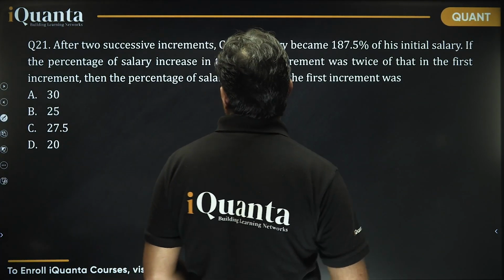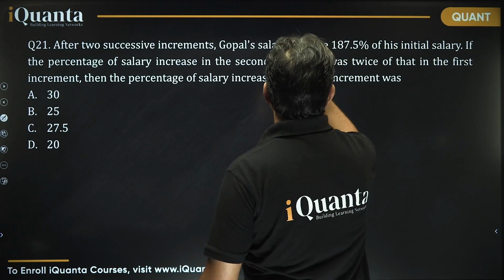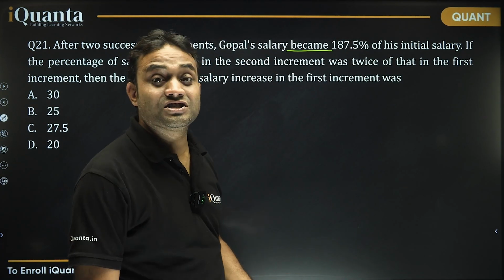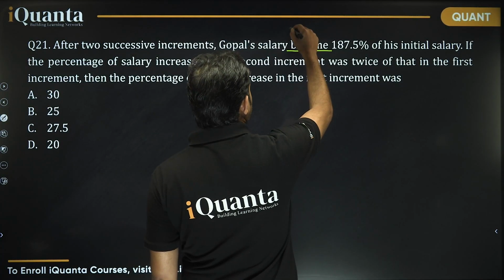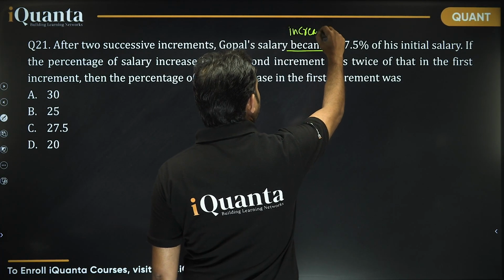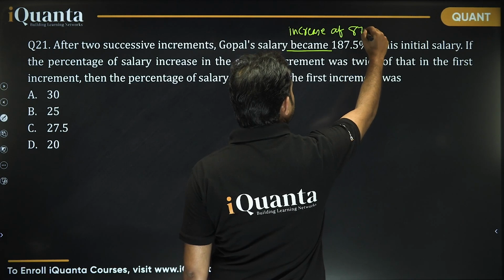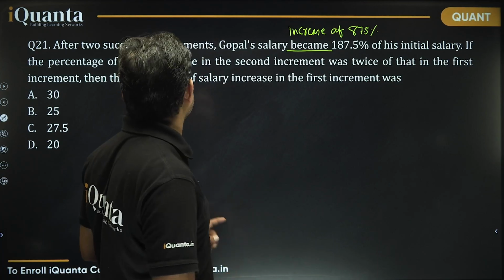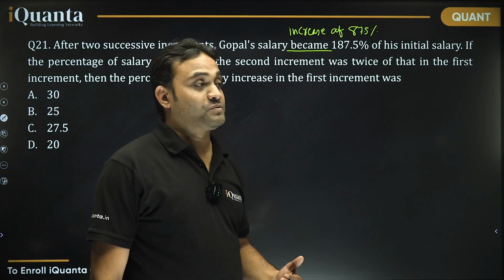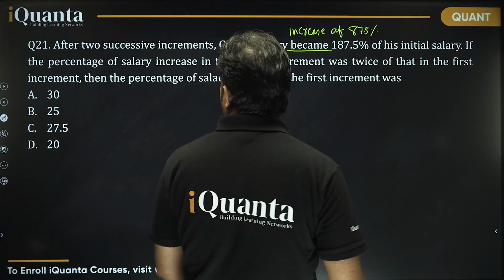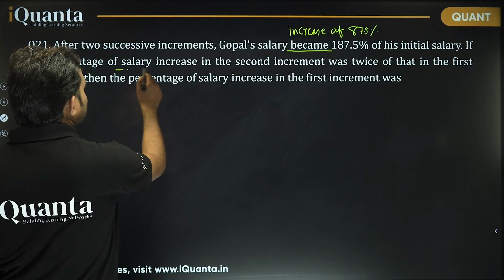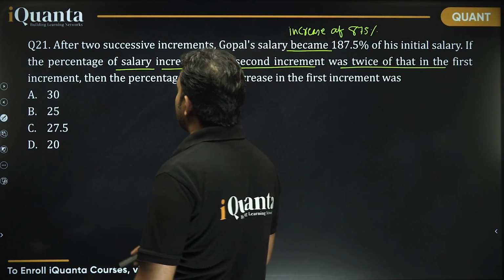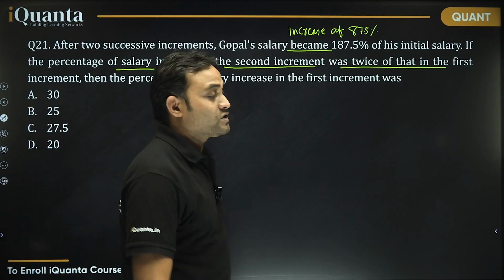After 2 successive increments, Gopal's salary became 187.5% of his initial salary. What does that mean? That means an increase of 87.5%, right? The total increase in the salary of Gopal is 87.5% after 2 successive increments. That says if the percentage of salary increase in the second increment was twice that of the first increment, then the percentage of salary increase in the first increment was.